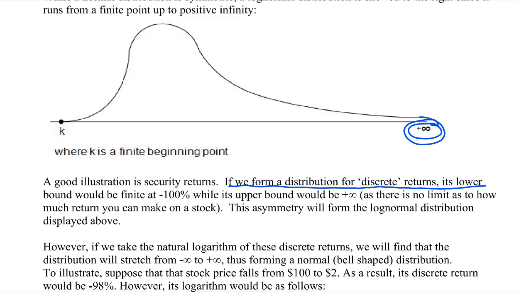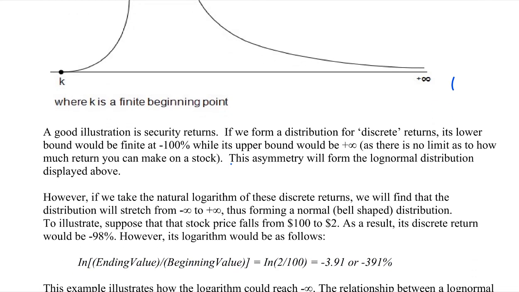Since the positive outlier values are much larger, the distribution gets pulled to the right, in other words, towards the positive side, thus resulting in this skew shape. And there it is. This asymmetry will form the log normal distribution displayed above.